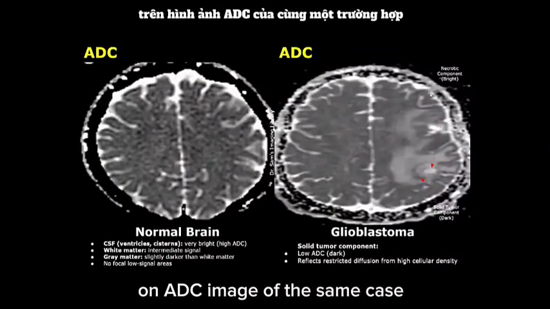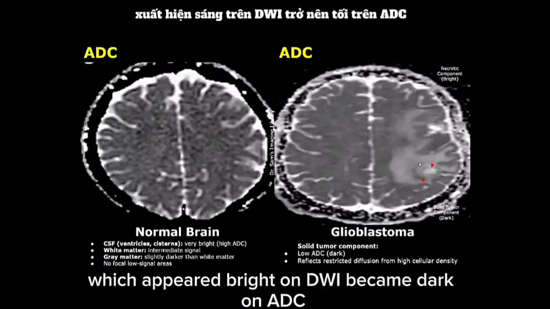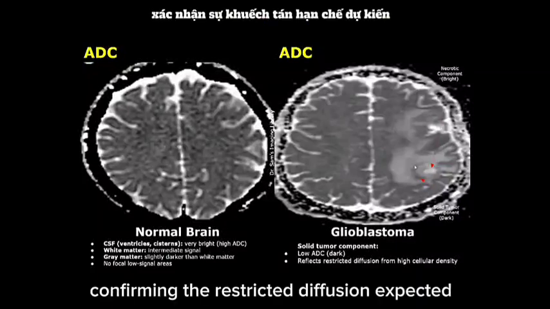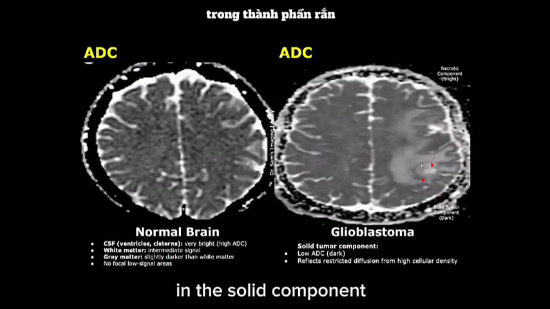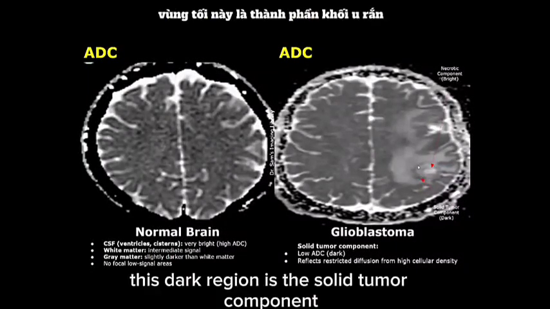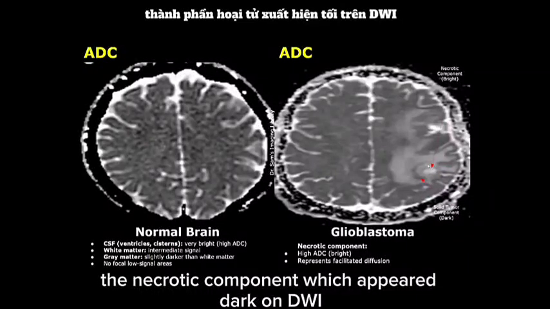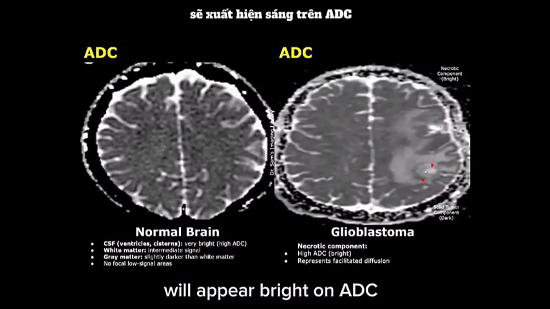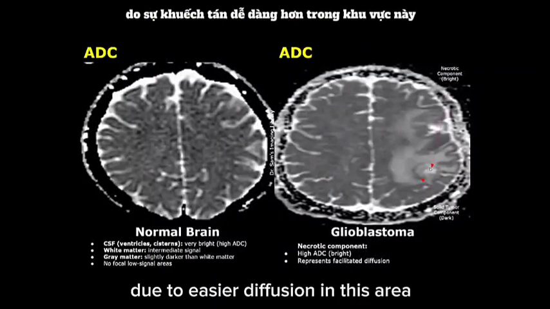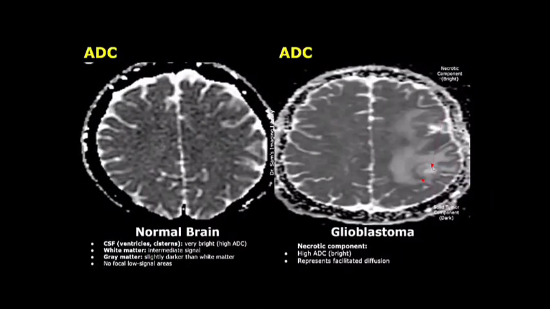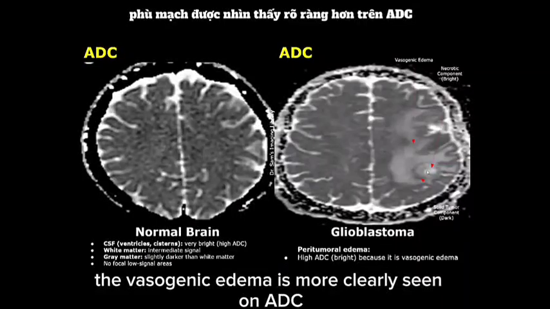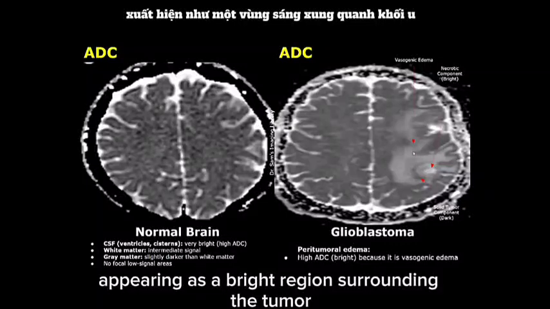On the ADC image of the same case, the solid component which appeared bright on DWI became dark on ADC, confirming the restricted diffusion expected in the solid component. This dark region is the solid tumor component. The necrotic component which appeared dark on DWI will appear bright on ADC due to easier diffusion in this area. The vasogenic edema is more clearly seen on ADC, appearing as a bright region surrounding the tumor.